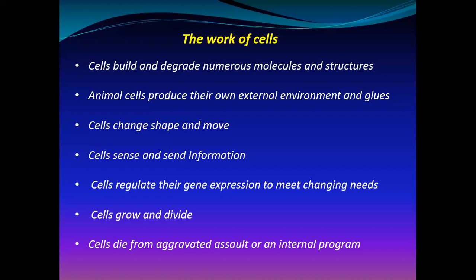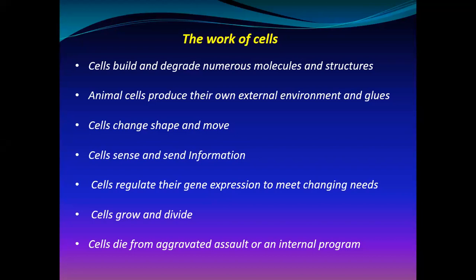Understand? Okay. Cells also produce their own external environment and glue. Each and every cell is surrounded by an external environment, which we call the extracellular matrix. We will be talking about it in our body tissues and locomotor system. This extracellular matrix is actually produced by the cell. That means the cell can produce its own external environment. I will be dealing with it in detail later on.